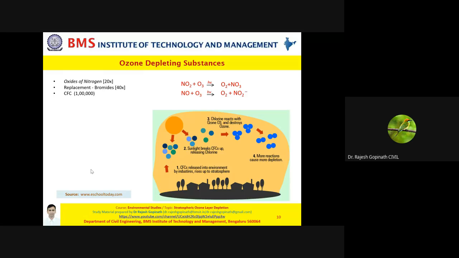But do you know what NOx does? It has a potential 20 times that of CFCs. Bromides have a potential 40 times that of CFCs. Now, how would oxides of nitrogen destroy your ozone layer?